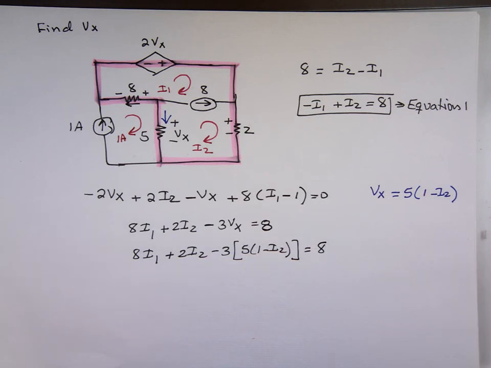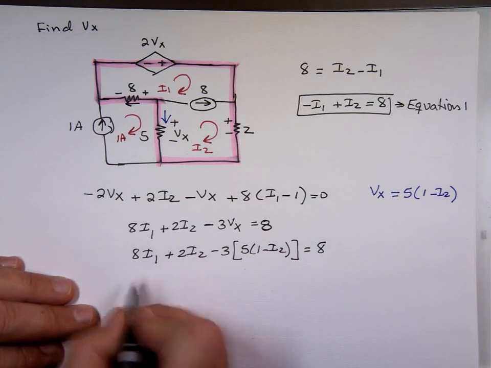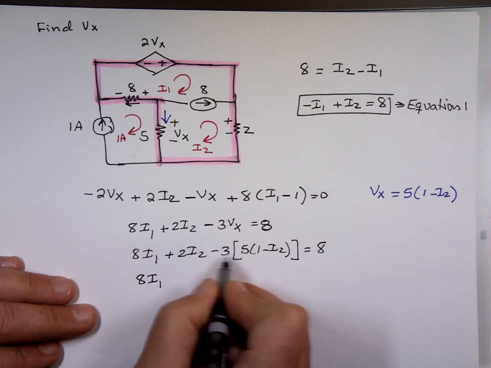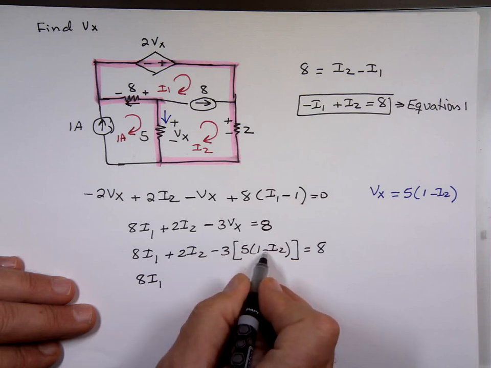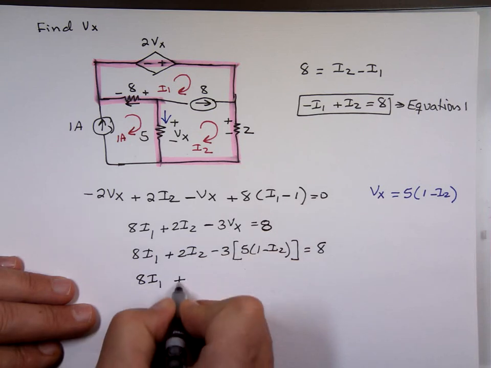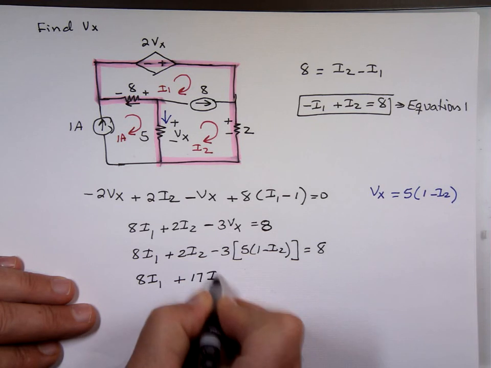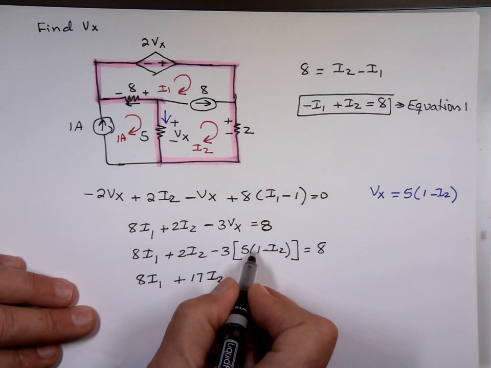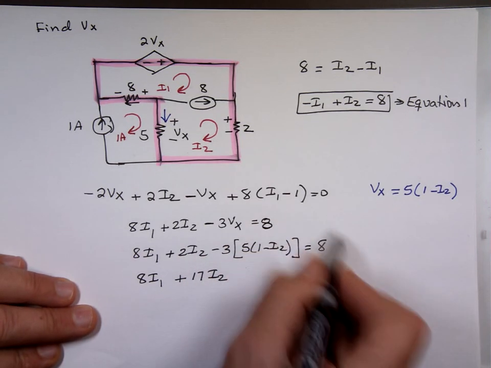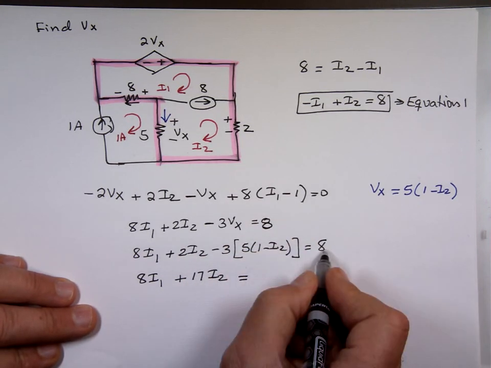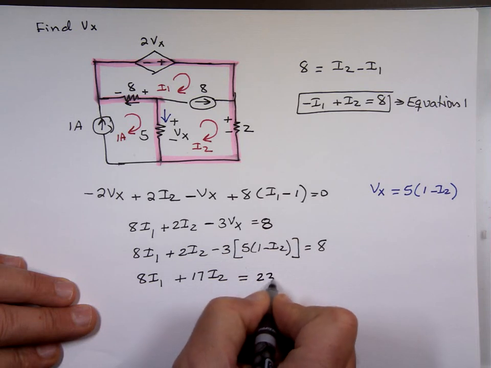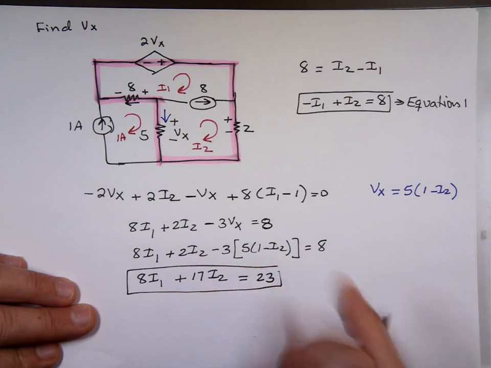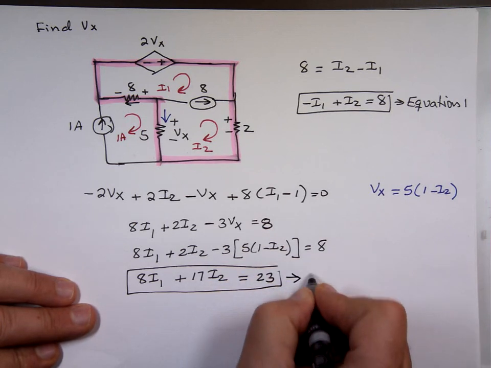So let's clean this. 8 I sub 1. That's a positive 15, and 2, that's 17 I sub 2. This is minus 15. When you move it to this side, that becomes 15 plus 8, which is 23. So I cleaned that equation all in one step there, and that's equation 2.